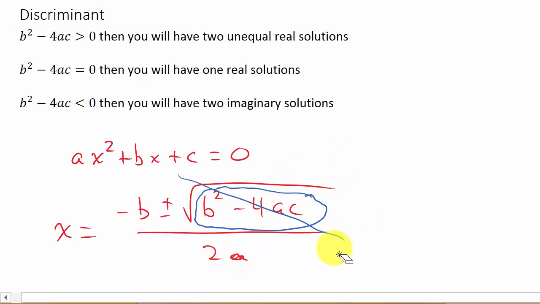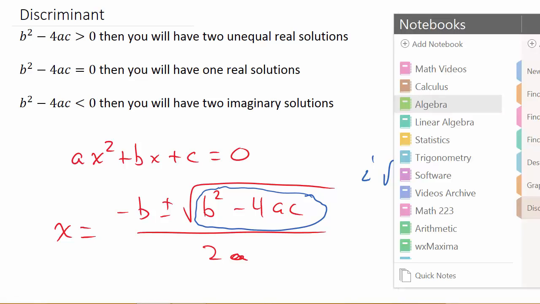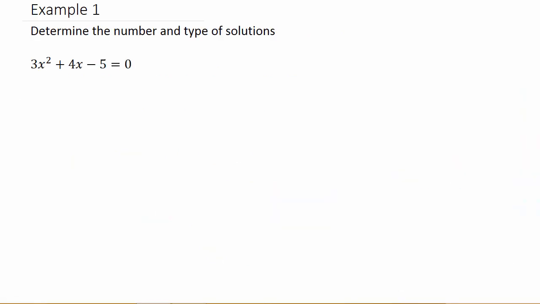And then if this is less than 0, then we have a negative number under the square root. And if you have a negative under the square root, then that's going to be i times the square root of whatever this number is. And so there's your two imaginary solutions. Okay, so let's look at our first example.